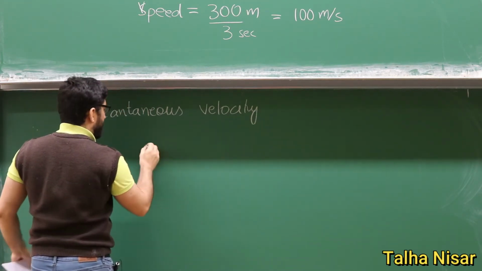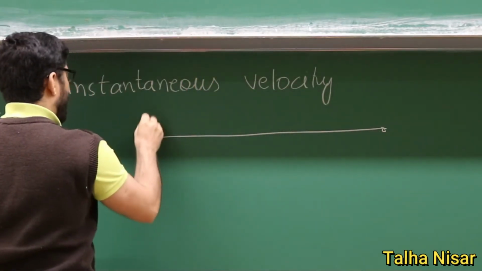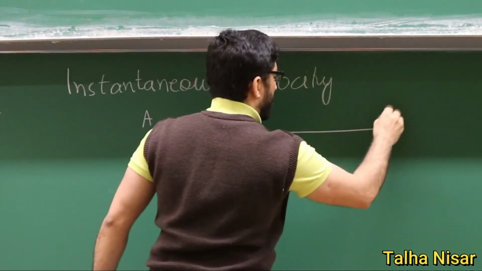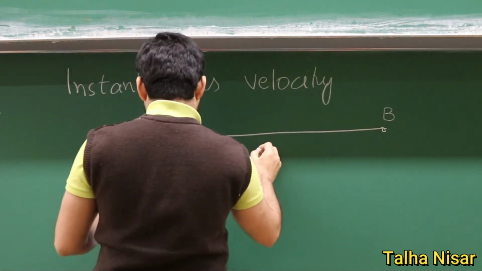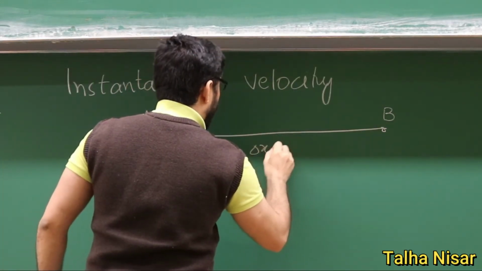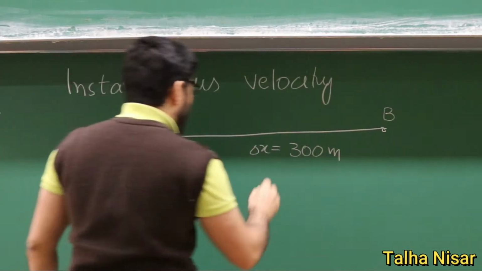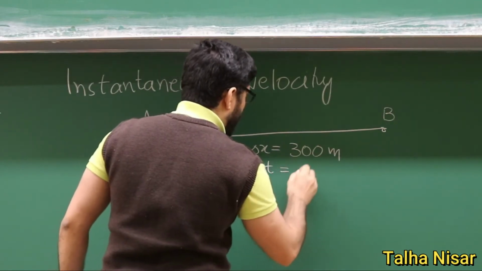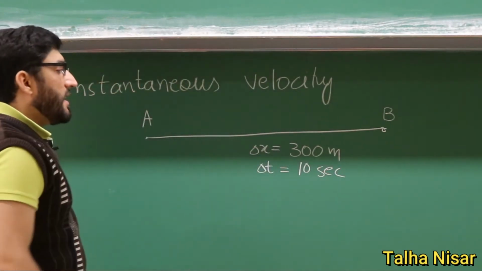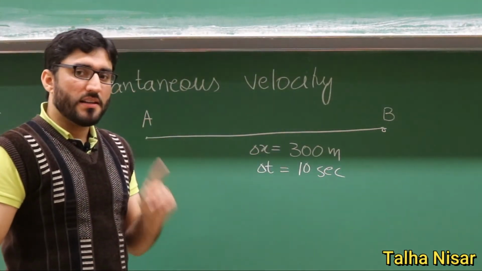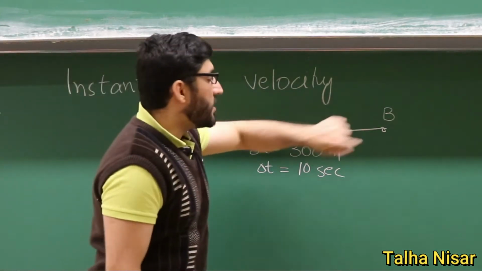We take the example of motion again in a straight line. For example, here, this is point A and this is point B. The total distance from here to here is, for example, delta x equal to 300 meters, and it takes, for example, 10 seconds. If we want to calculate the average velocity, we just need the displacement, which is from here to here.